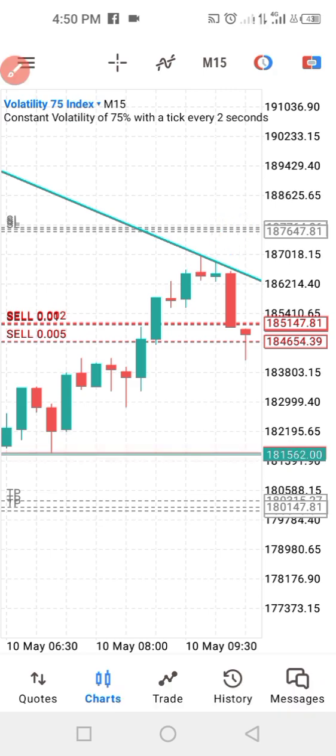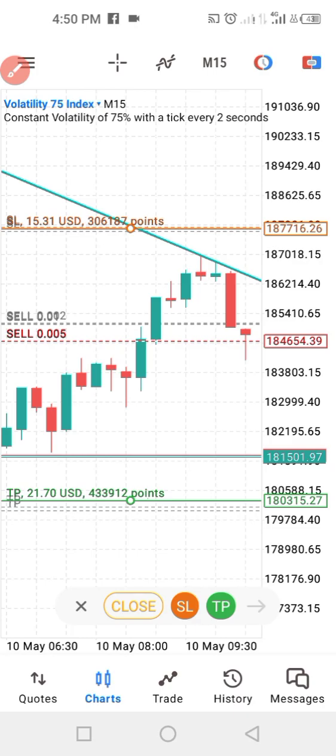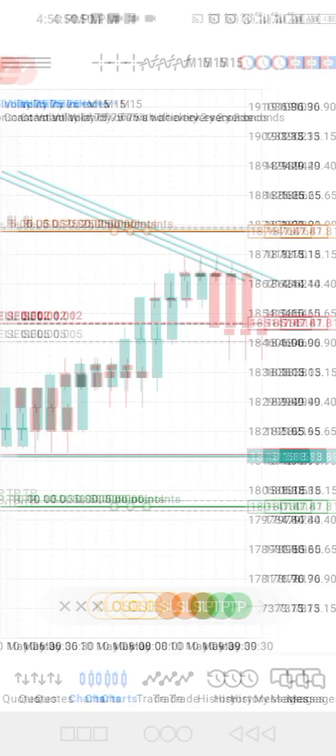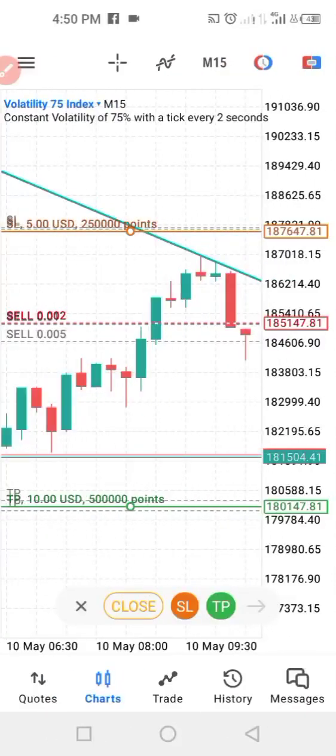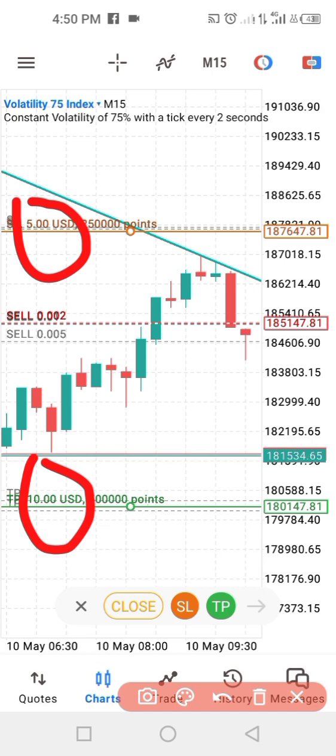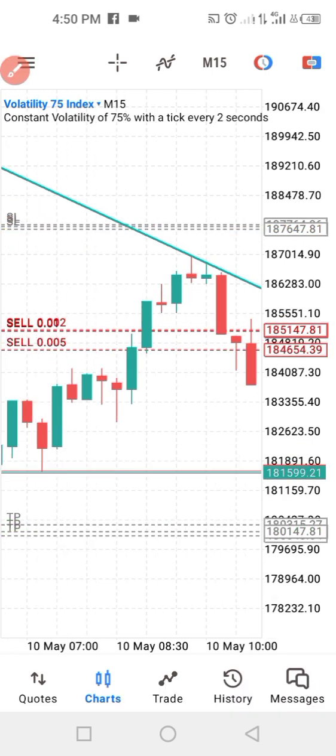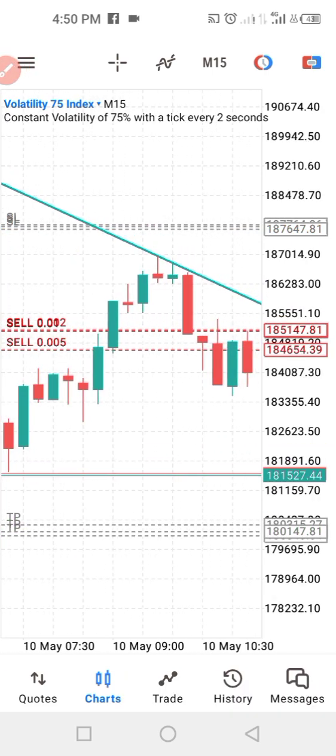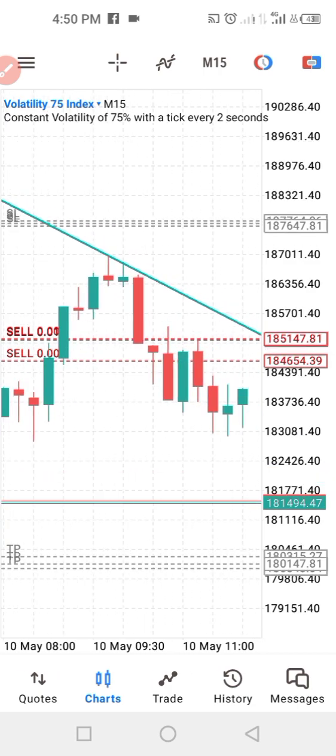So this trade, what we risk was 1:2. So we did 1:2 on this trade. Here we are to lose $5 and we are to make $10. So this strategy is very, very simple and easy to use. So let's see what has been happening. Though I'm still on the trade, see what has been happening.